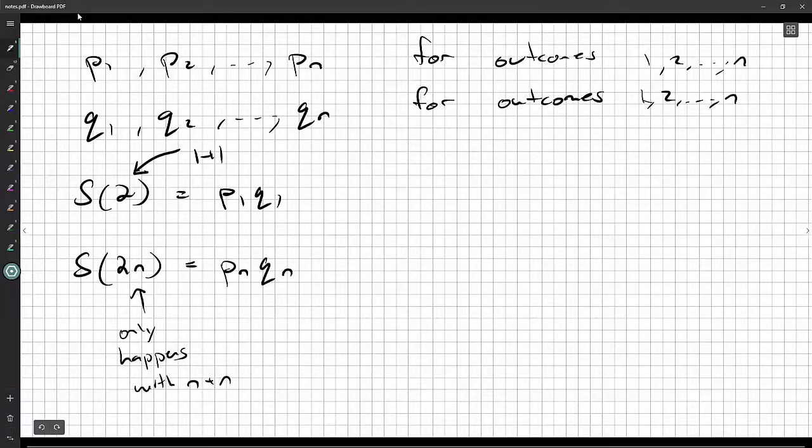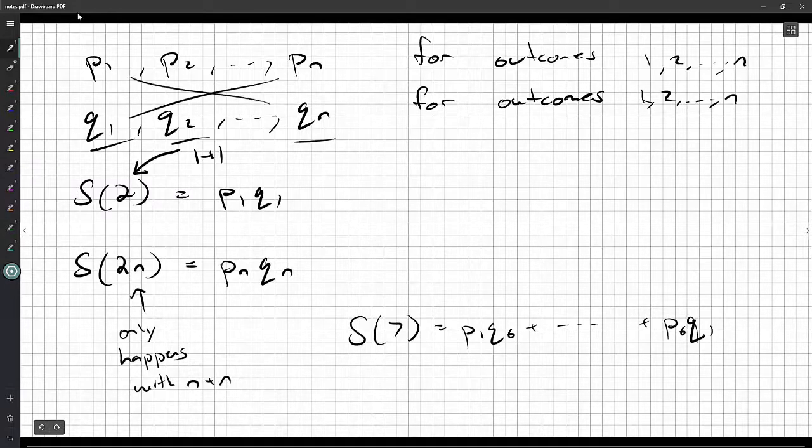And then we've also got S7. So what's special about 7? 7 would use every single probability here, just sort of pairing them up across like that. So the best way to generalize that is n plus 1. So that'll be P1 Qn.